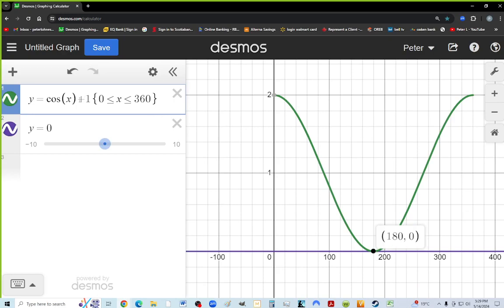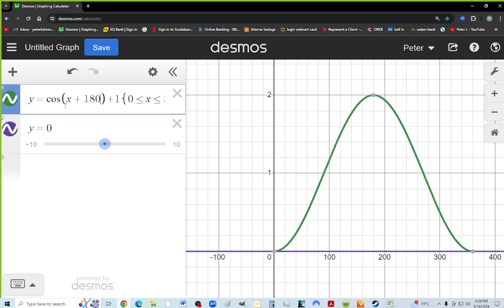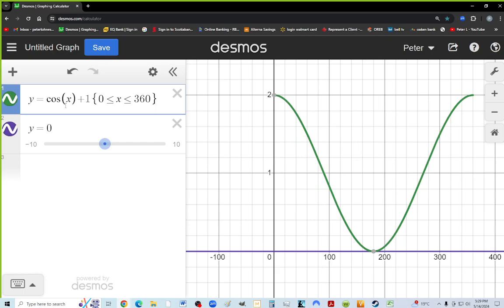I could move it 180 to the left, or guess what? 180 to the right also works. But I don't like phase shifts. Maybe there's another way to get that top to the bottom.